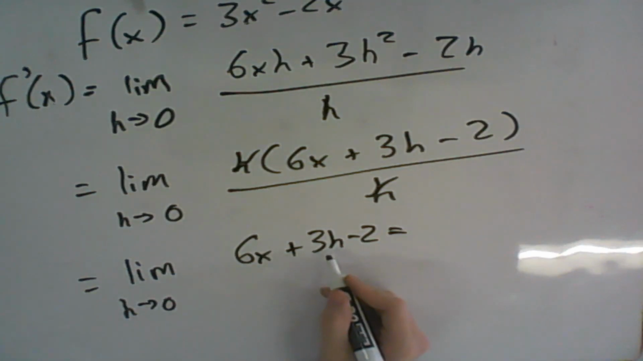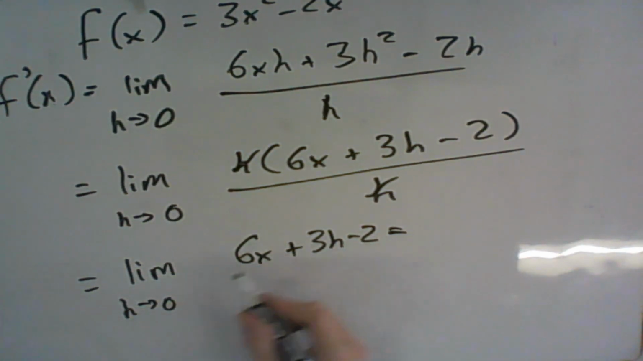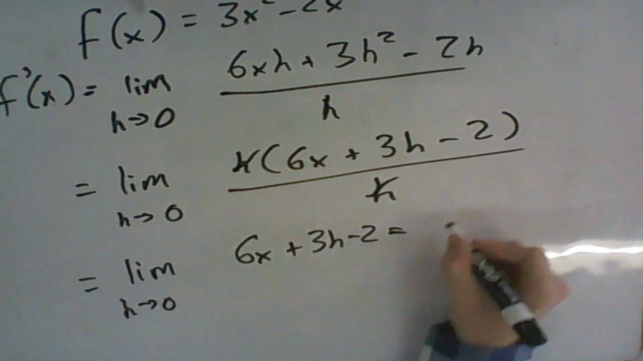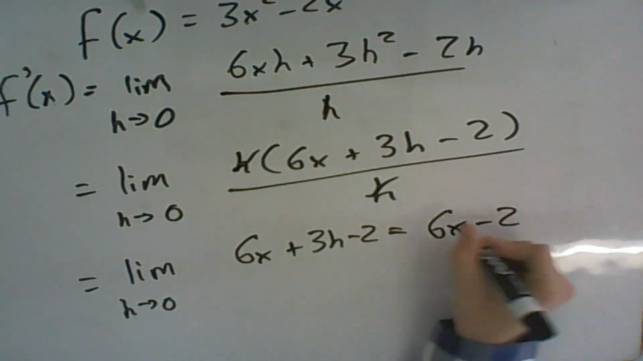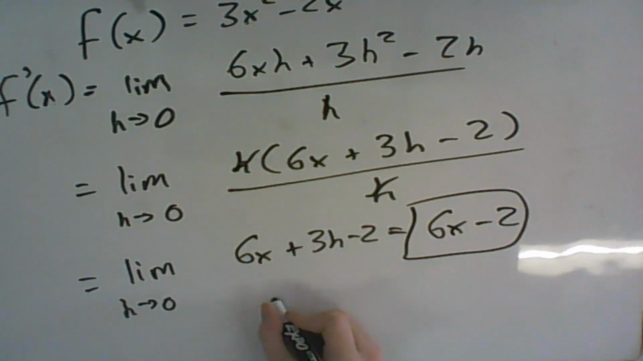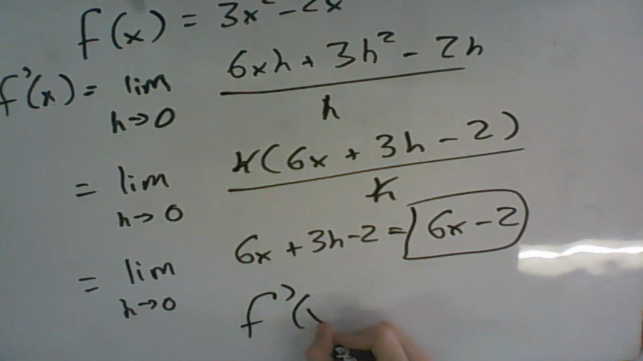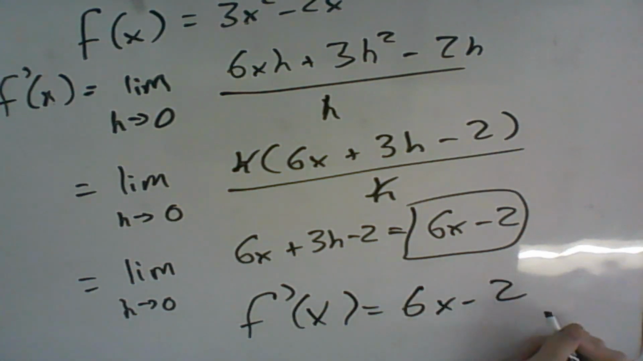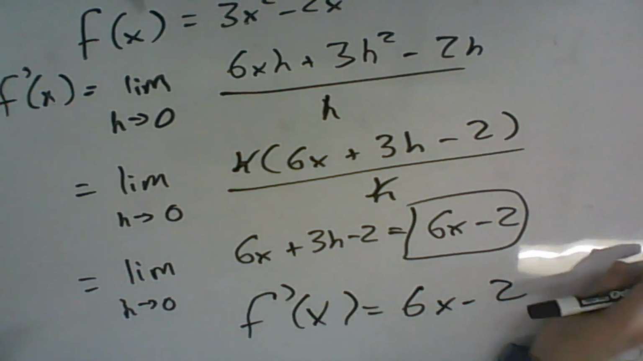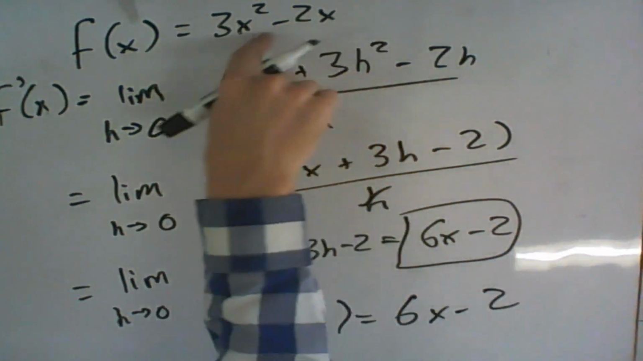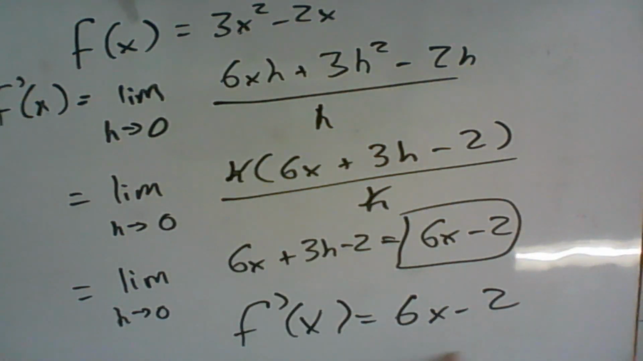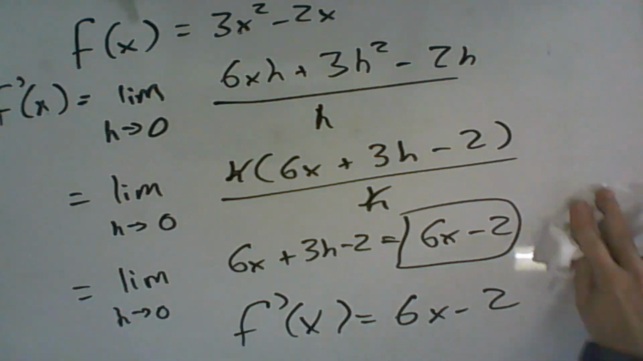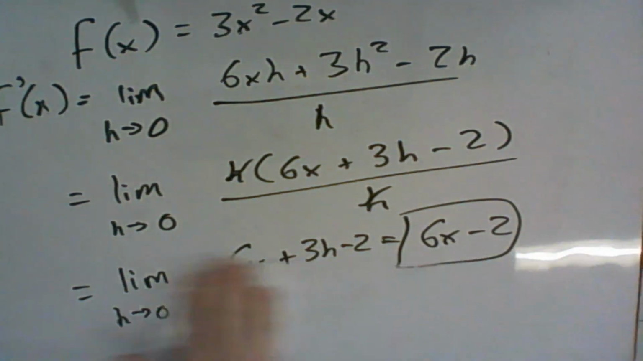Put h in as 0. Now we can plug it in because we won't have 0 over 0. So we get 6x minus 2, and that is our slope. So f prime of x equals 6x minus 2. And actually, there is a pattern here that lets you find f prime of x even if you don't do the limit formula. But you need to do it at the beginning.